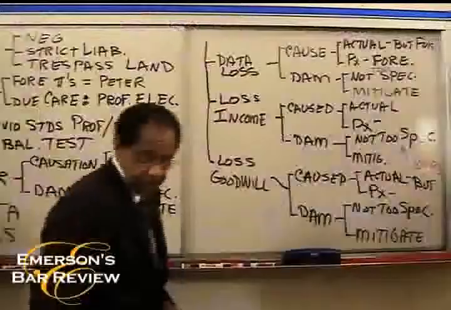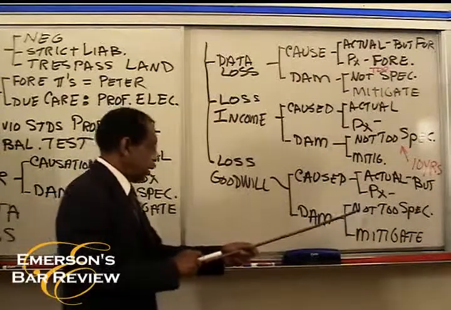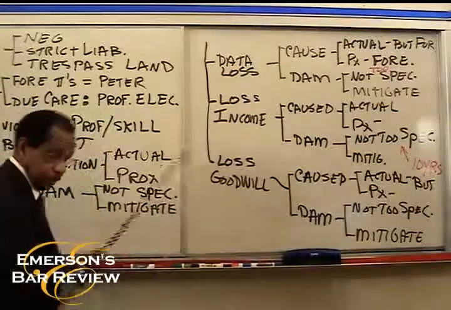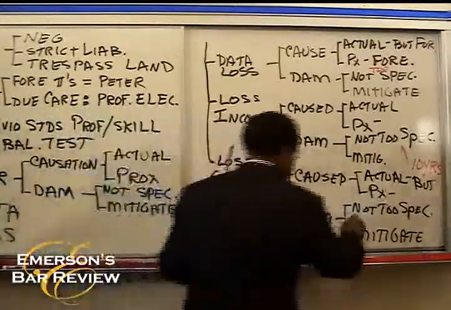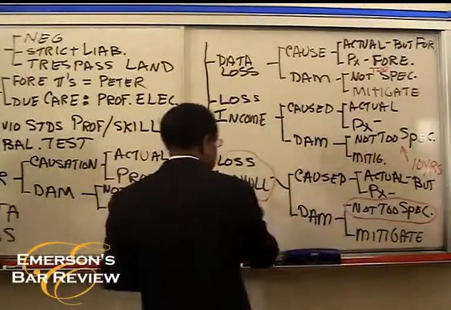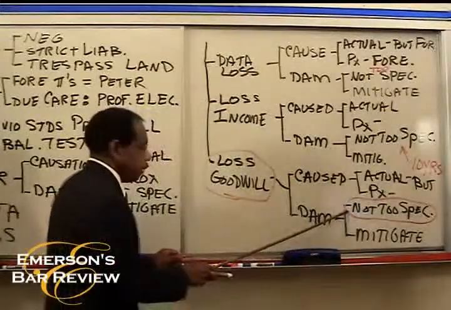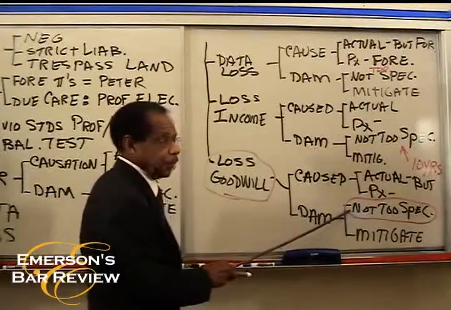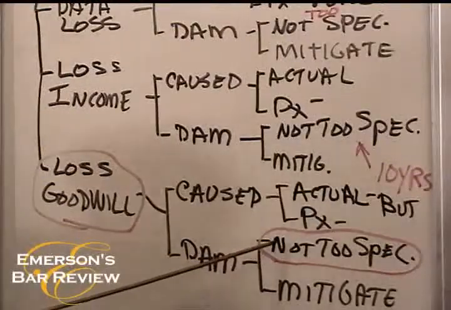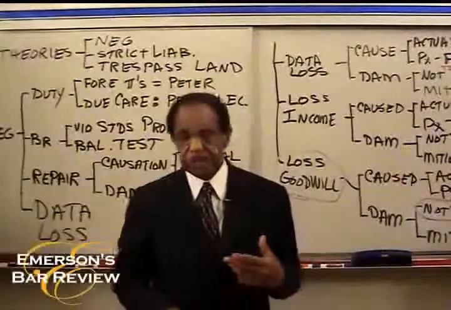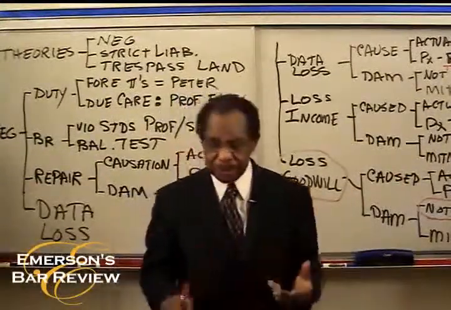On the issue of the loss of goodwill being not too speculative, right here we have a problem because goodwill obviously is difficult to quantify. And here you point out that goodwill is hard to measure, it may be too speculative to place a value on it, and Peter might not be able to recover this. Now, that takes care of Peter's damages against Dan based on a negligence theory.